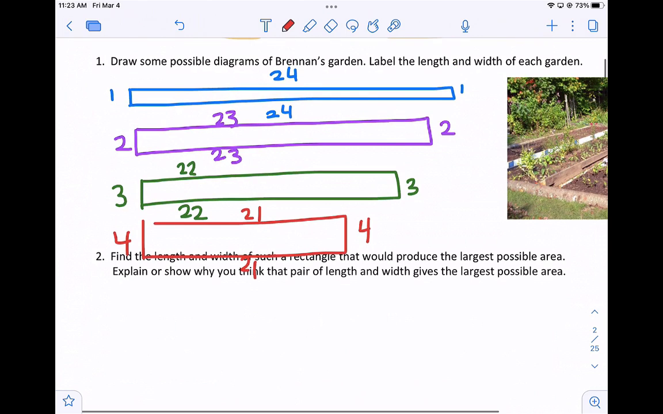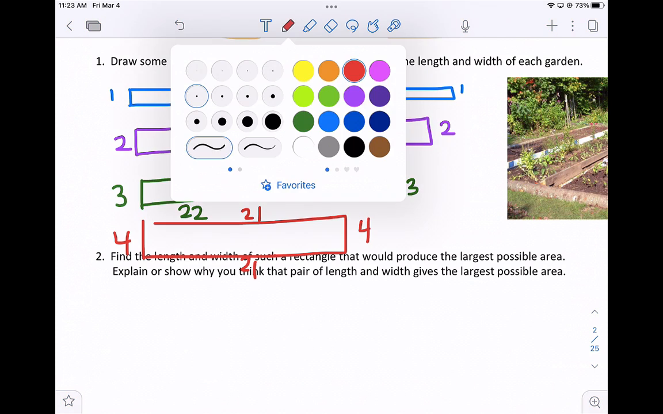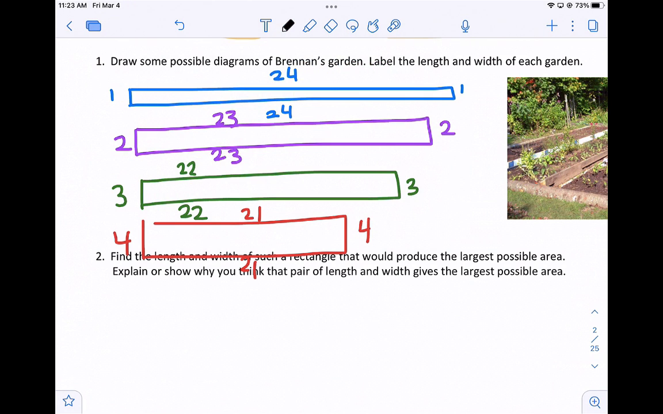So then it says find the length and the width of such a rectangle that would produce the largest area. So we'll review in class the area of a rectangle, base times height, or length times width. And then it says explain or show why you think that the pair of length and width gives the largest possible area. So let's just start calculating the area. The first one is 1 times 24, 24.